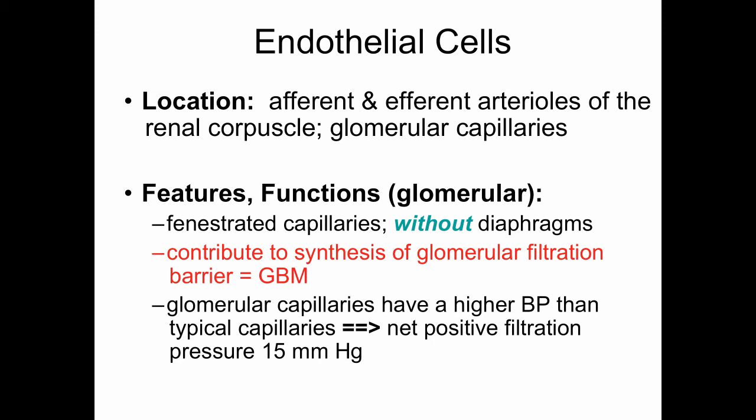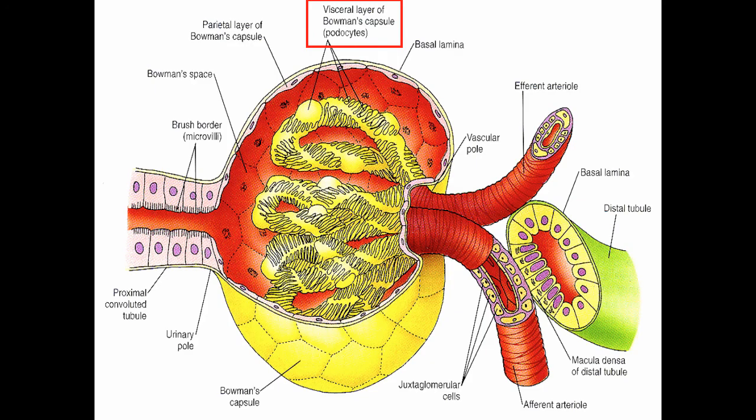Glomerular capillaries have a higher blood pressure than typical capillaries, so it turns out that there's a net positive filtration pressure in the glomerular capillaries of about 15 millimeters of mercury. And you'll look at this in more detail in physiology.